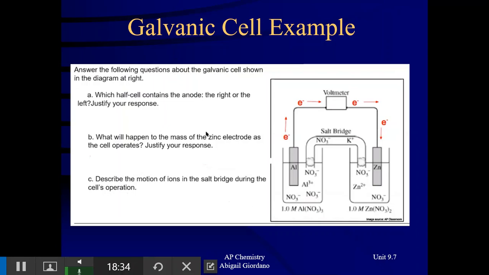So let's answer some of these questions. The first question says, which half cell contains the anode, right or the left? B says, what will happen to the mass of the zinc electrode as the cell operates? And then the final part says, describe the motion of the ions in the salt bridge, meaning are they flowing to the left or to the right? Okay, so let's look at this one at a time.